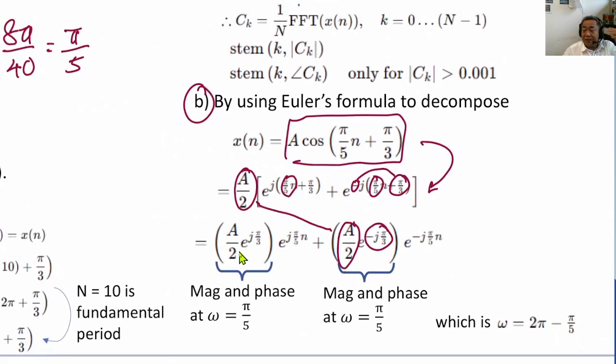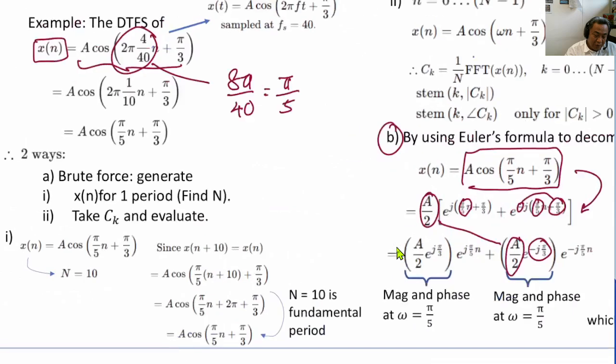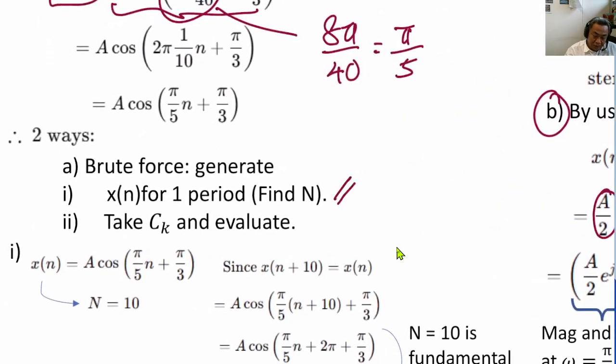Later on you will see that the magnitude and the phase spectrum are exactly these values, A over 2 and pi over 3, at the positive and the negative frequencies. Now, let's see how we do it by brute force. By brute force here, we are talking about using a computer to generate xn and then taking the Fourier transform or the DFT of it.